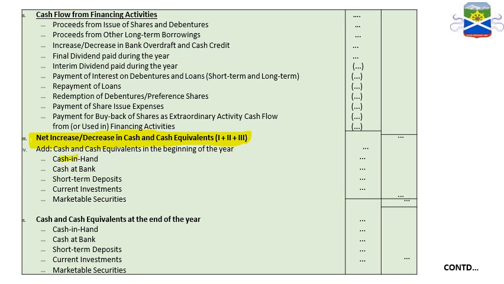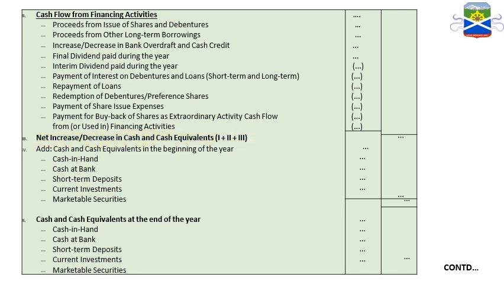Cash is cash in hand and cash at bank, that we already know. But now the equivalent will come. With the cash, we go on adding short-term deposit, current investment, and marketable securities. So if we add these three items with the cash and bank balance, we'll get cash and cash equivalent. I hope you understood now.